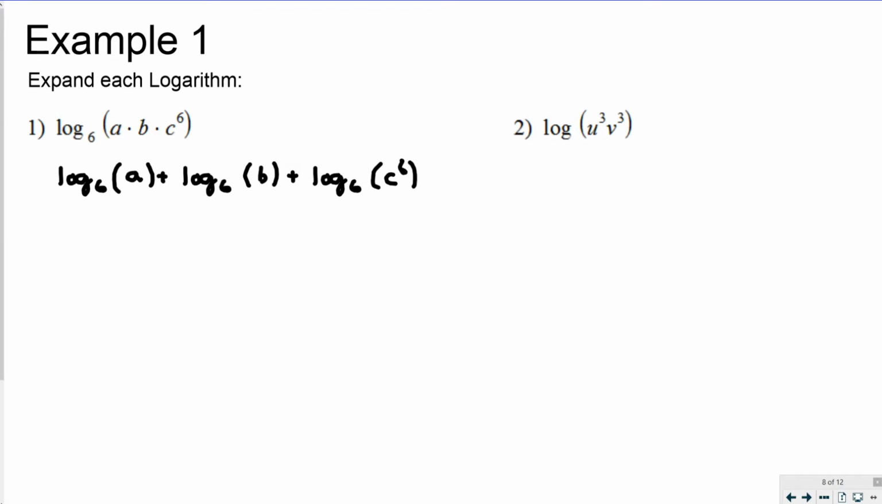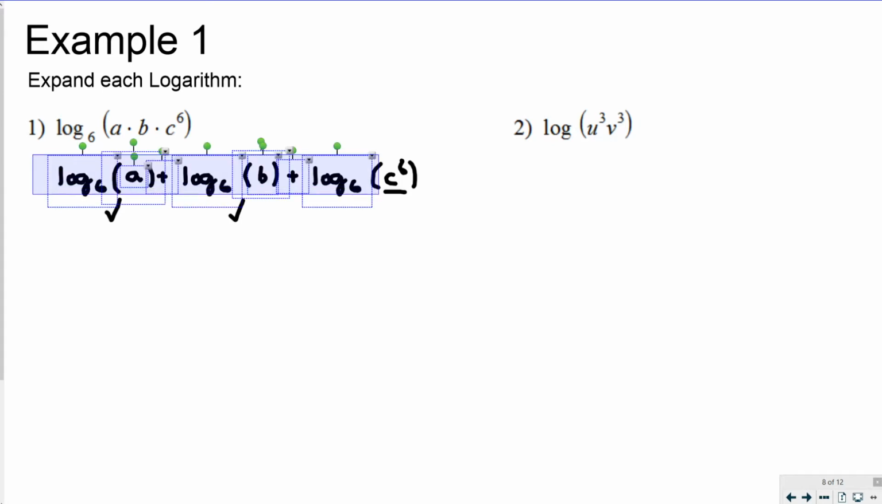So now I'm not quite done. These are considered simplified and expanded, but this one, because of the variable raised to an exponent, needs to be simplified using the power rule. So what I am going to do is I'm going to try to copy these.